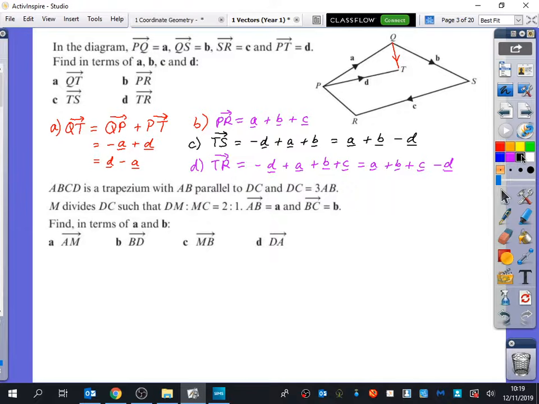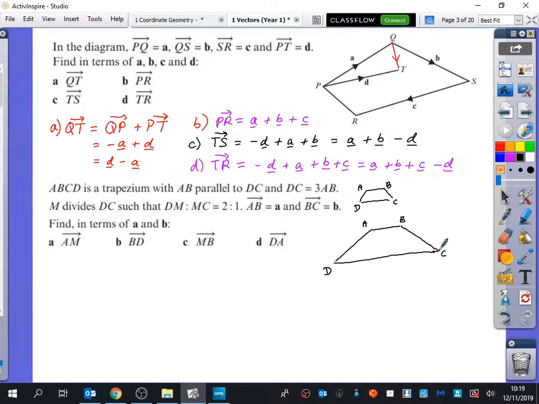A diagram. Okay, so we've got a trapezium, and it says that AB and DC are parallel. So if I just do a little sketch, we know that the AB part is parallel to the DC part. So it goes AB, C, D. And it wants the DC part to be 3 times longer than the AB part. So I'm actually now going to do a bigger diagram. So I've got A, B, C, D.